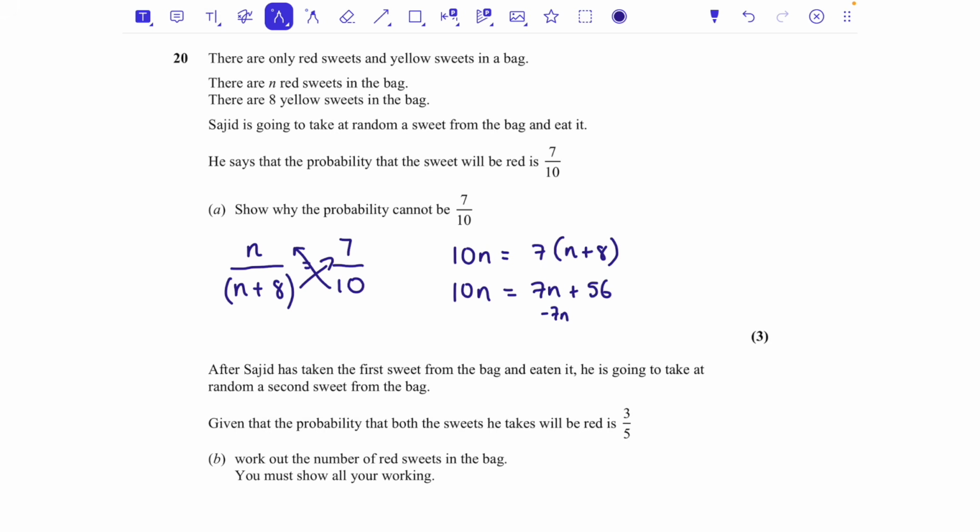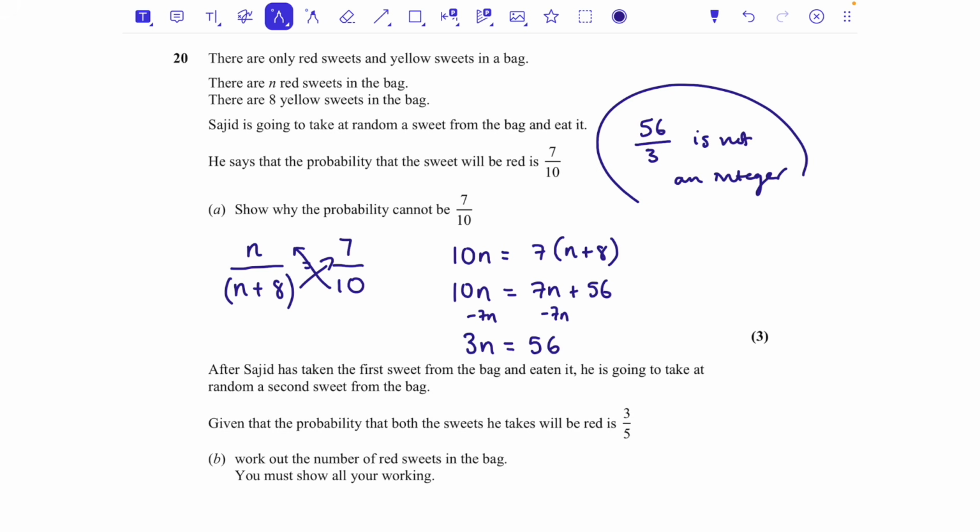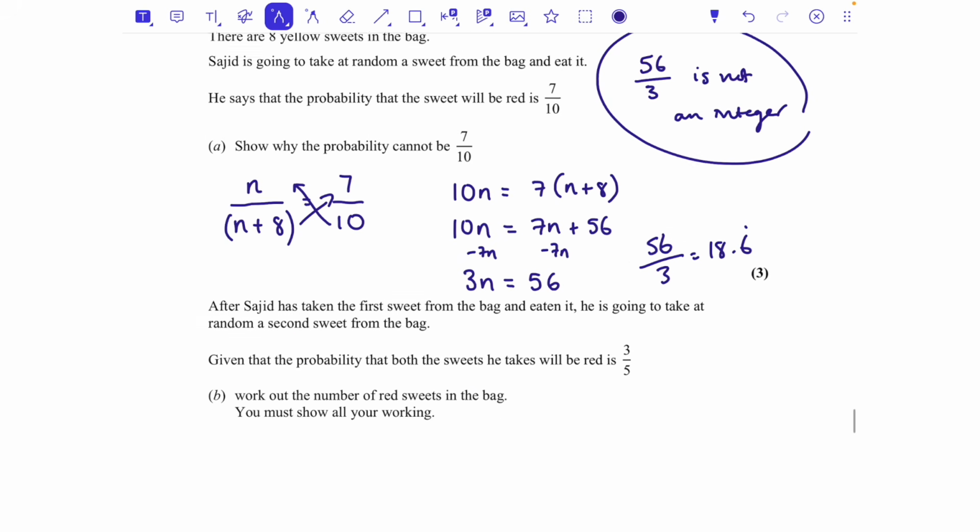Taking 7n away from both sides, 3n is 56, and that does not divide by 3. 56 over 3 is not an integer, so that cannot be correct. We can't have a decimal number of sweets. Let's just be really explicit about it. 56 divided by 3 in my calculator is 18.6 recurring. So that's no good. You can't have 18.6 recurring red sweets.